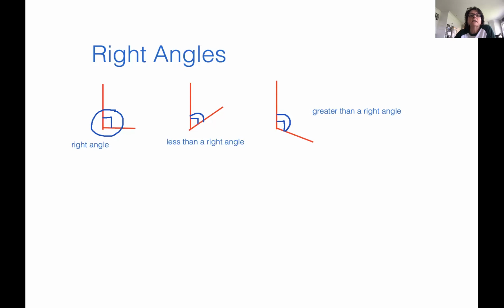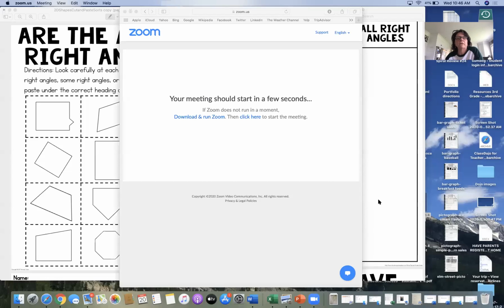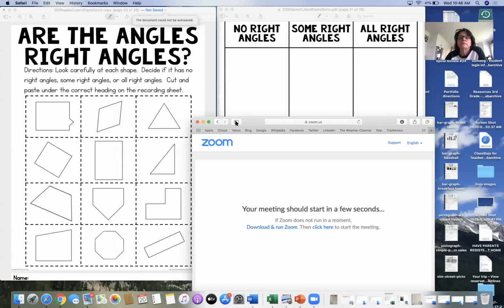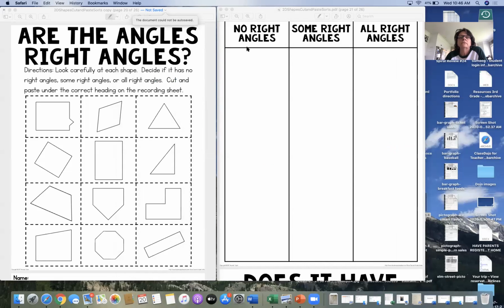I'm going to clear these drawings, and I am going to share my screen, desktop, and we'll have your page in front of it. Okay, so here's the worksheet for today. Are the angles right angles? And we have 4 times 3, we have 12 different polygons, and they are all polygons because they all have straight sides and they're closed figures.